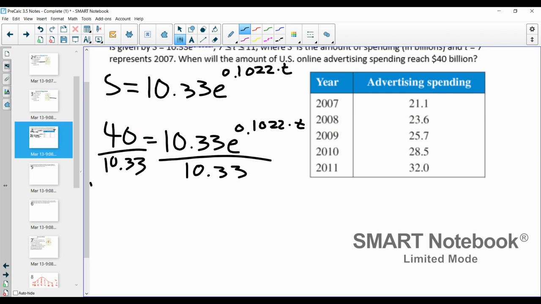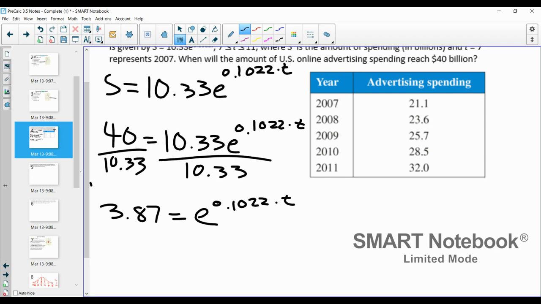So I have 40 divided by 10.33, and that's going to give me 3.87. So now I have 3.87 equals e to the 0.1022 times t. Well, to get rid of e and to bring down the stuff in the exponent, I need to take the natural log of both sides.